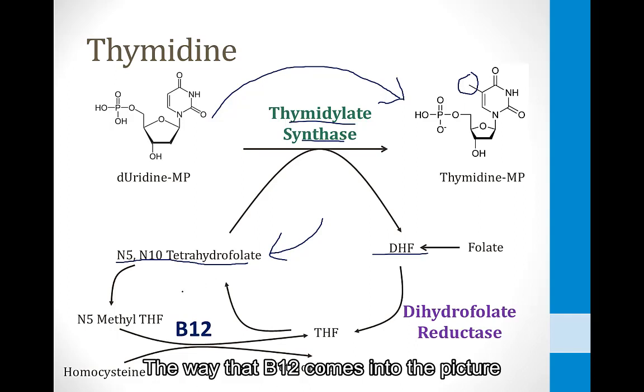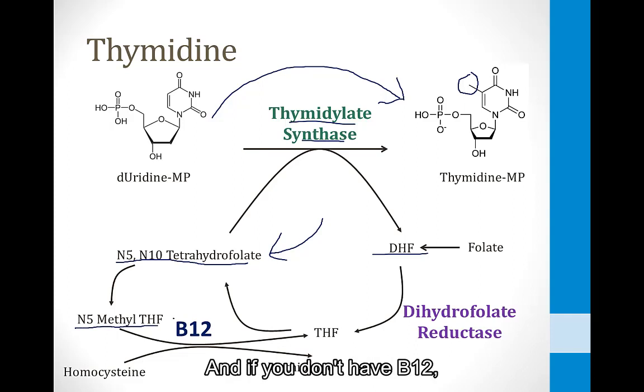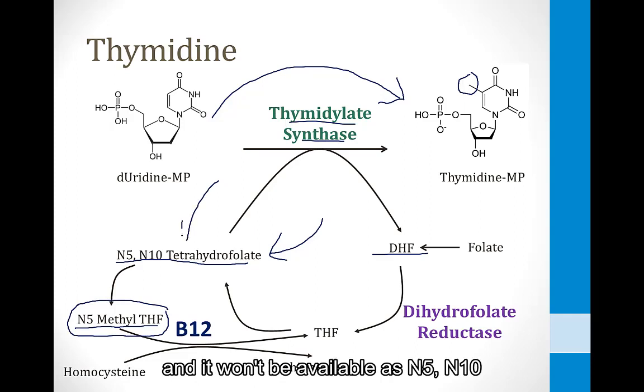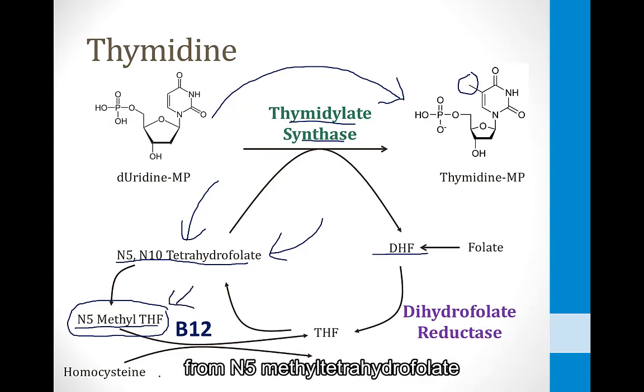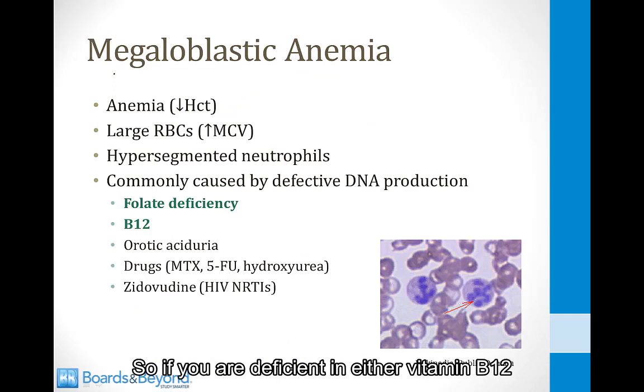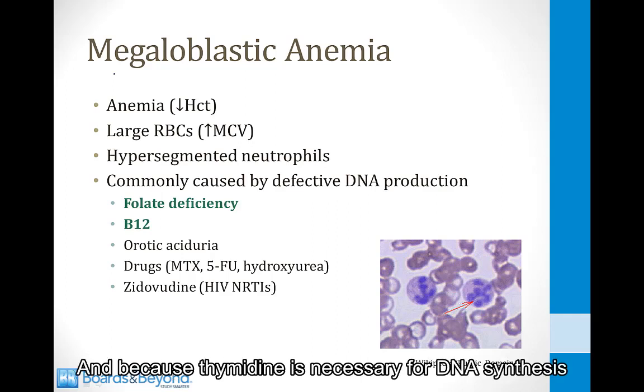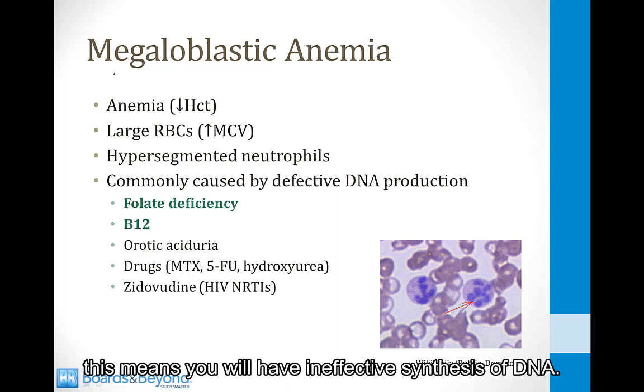The way that B12 comes into the picture is that N5N10 can be converted into N5-methyl tetrahydrofolate, and if you don't have B12, all of your folate vitamin will become trapped in this form, and it won't be available as N5N10 in order to synthesize thymidine. When B12 regenerates tetrahydrofolate from N5-methyl tetrahydrofolate, it converts homocysteine into methionine. Therefore, deficiency of either vitamin results in high levels of homocysteine. So if you are deficient in either vitamin B12 or folate, you will be unable to synthesize thymidine. And because thymidine is necessary for DNA synthesis, this means you will have ineffective synthesis of DNA.